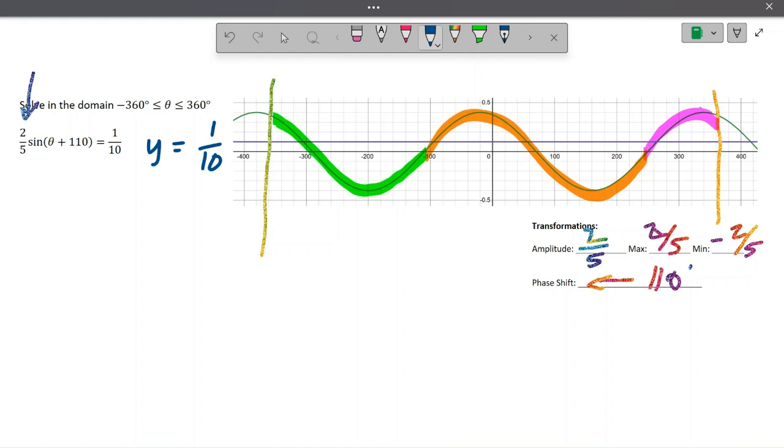And let's go ahead and circle those. So we know we've got one intersection here, a little less than 300 degrees. We have another one here, a little more than negative 100 degrees. We've got one right here at around 60 degrees. And we've got a fourth intersection point there at a little more than 260 degrees. So we're going to have 4 solutions, right, that show where our graph intersects with the line y equals 1/10.